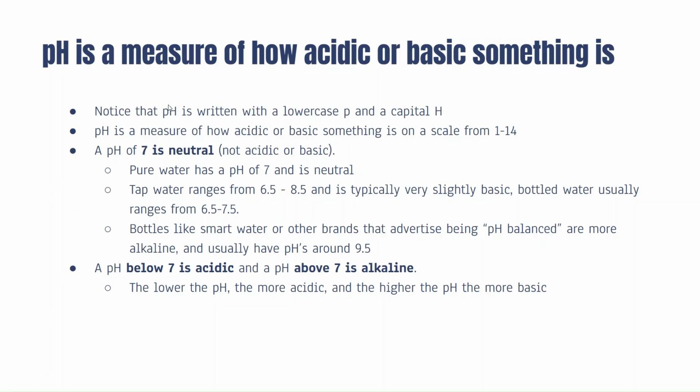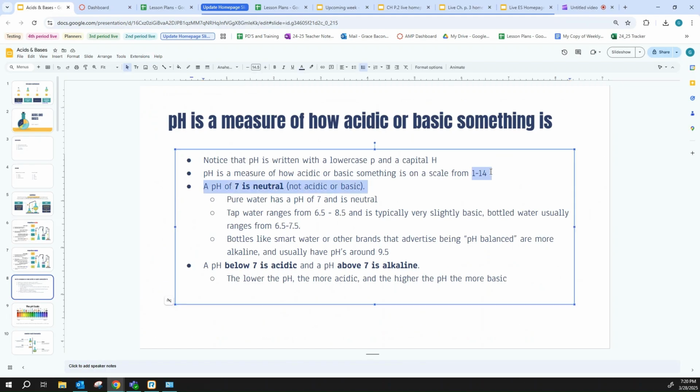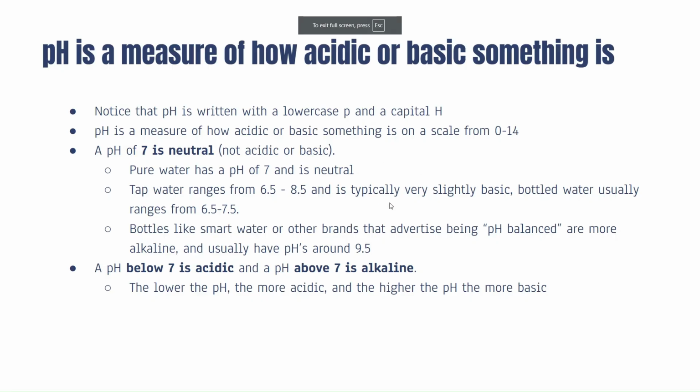So notice that pH is pronounced "pH," just letter P, letter H, and we write it with a lowercase p and a capital H. It's a measure of how acidic or basic something is on a scale from 0 to 14. A pH of 7 is neutral, so right smack dab in the middle is neutral.